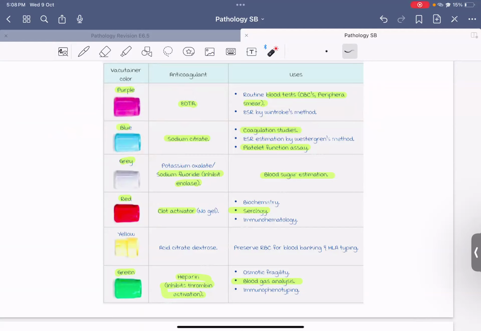Please repeat after me. Purple for EDTA, routine blood test. Repeat this. Blue is for sodium citrate. It's for coagulation study.